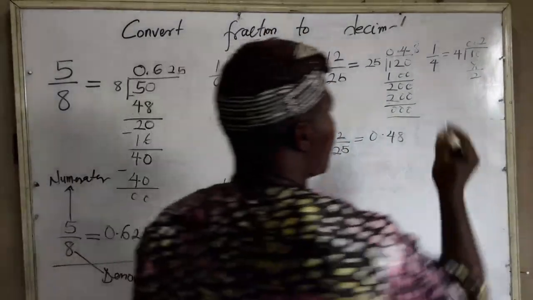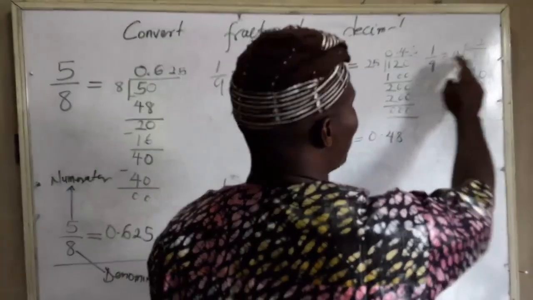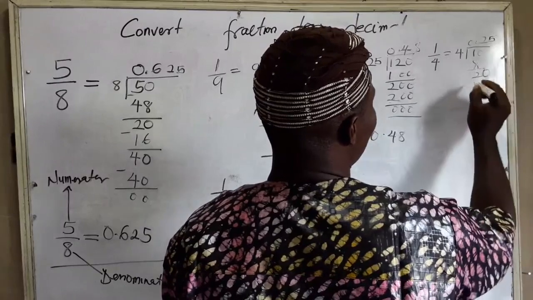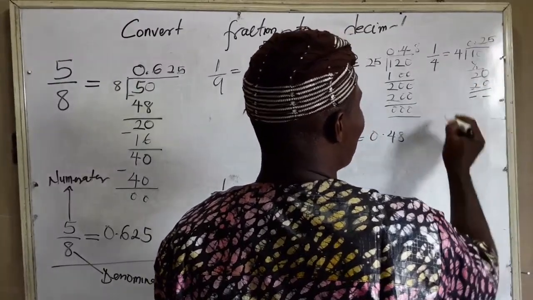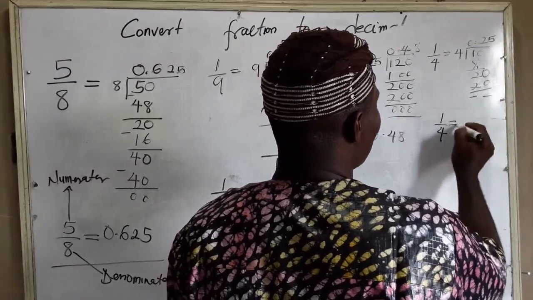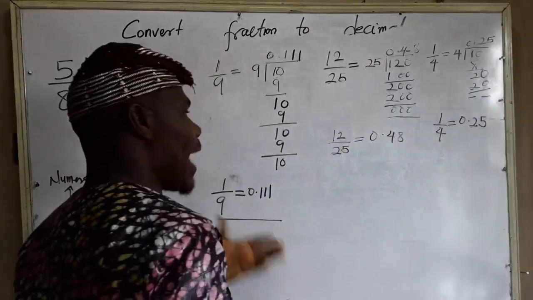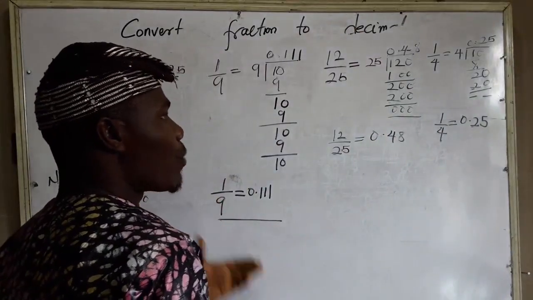Now when you have 2, you put 0 again. So 4 into 20 is 5. 4 times 5 is 20. So you now subtract. Therefore 1 over 4 is equal to 0.25. So these are the steps to convert a fraction to a decimal.